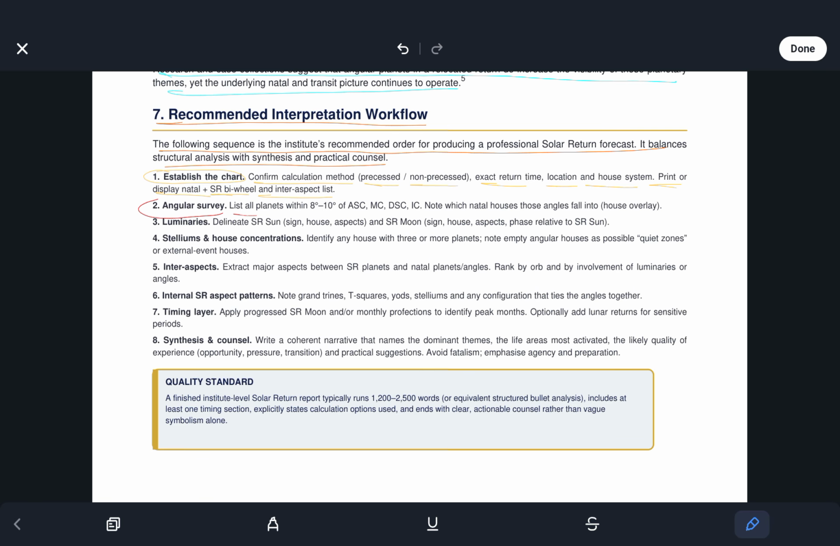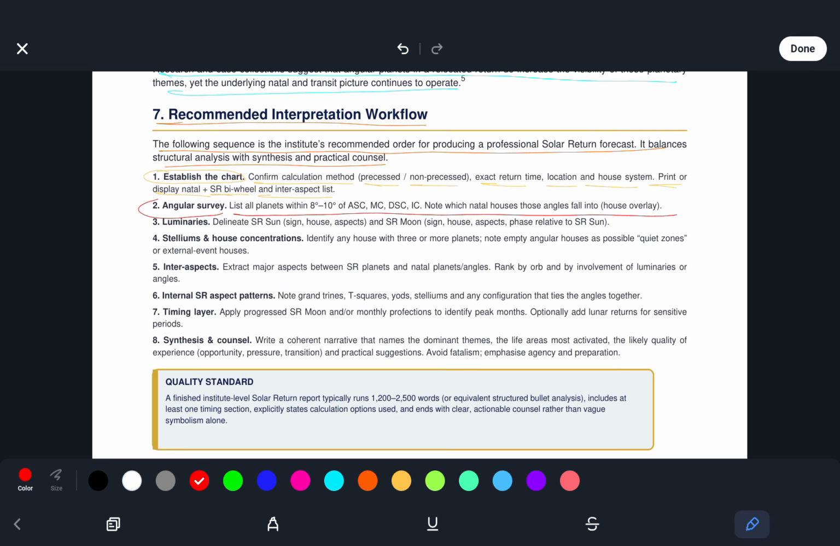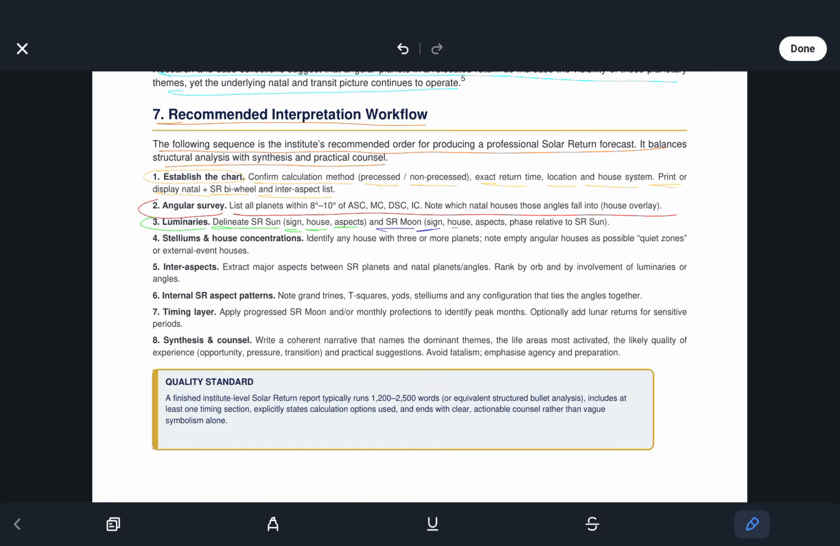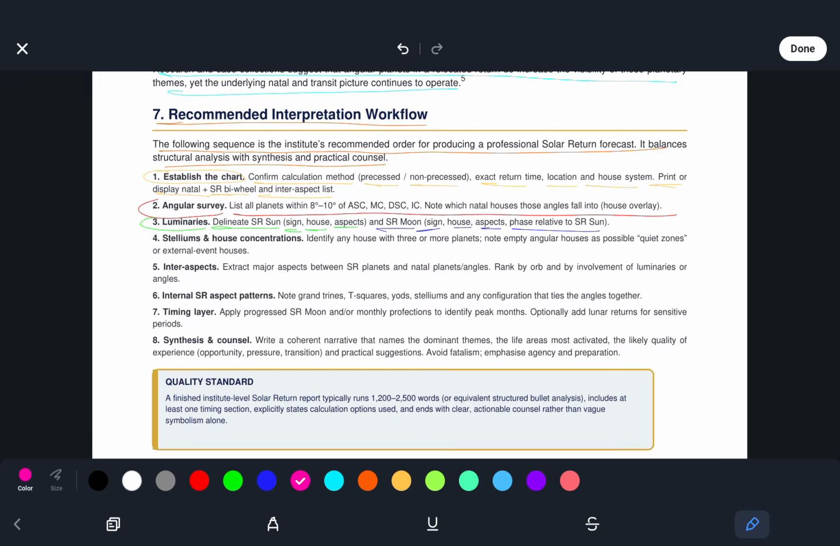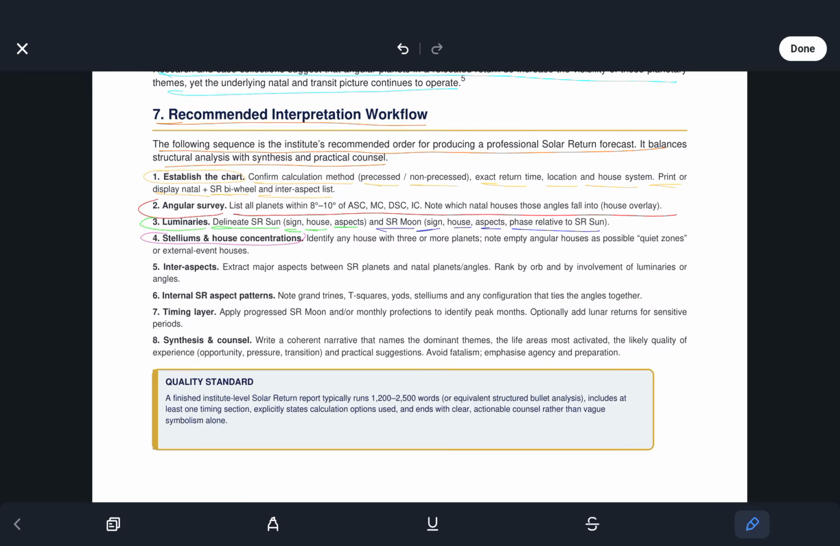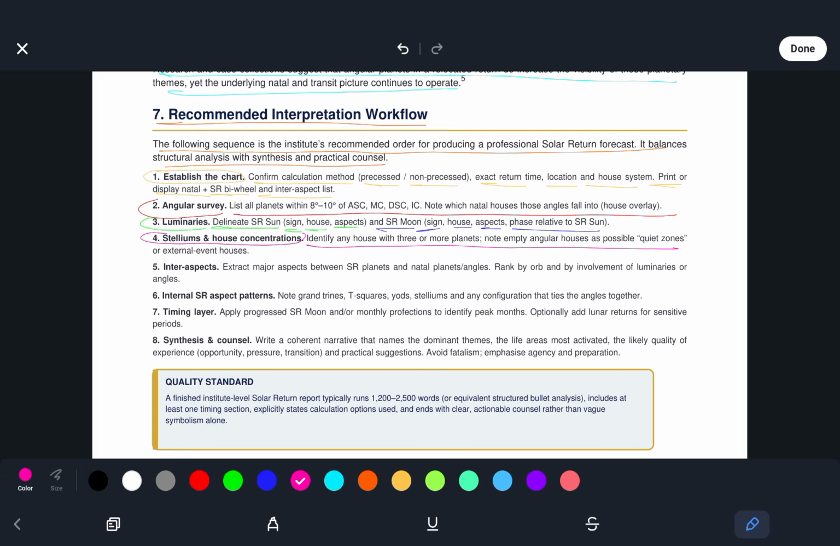Angular survey. List all planets within 8 to 10 degrees of the ascendant, midheaven, descendant, and IC. Note which natal houses those angles fall into. House overlay and luminaries: delineate SR sun, sign, house, aspects, and SR moon, sign, house, aspects, and phase relative to the SR sun. Stelliums and house concentrations: identify any house with 3 or more planets. Note empty angular houses as possible quiet zones or external event houses.